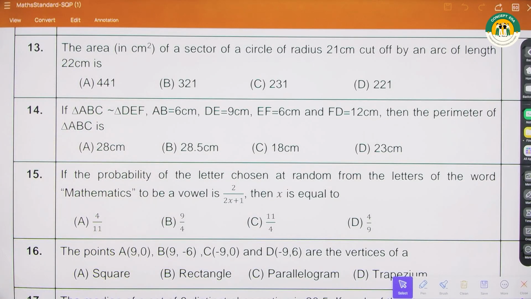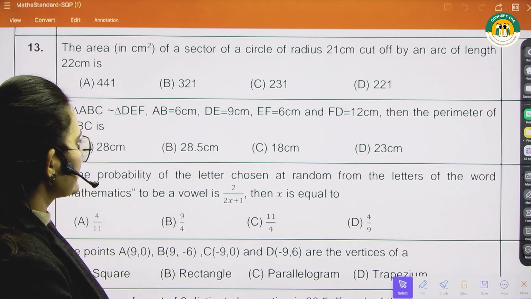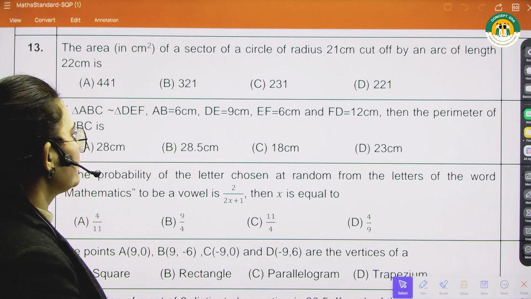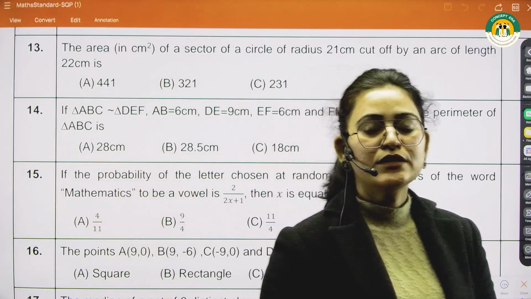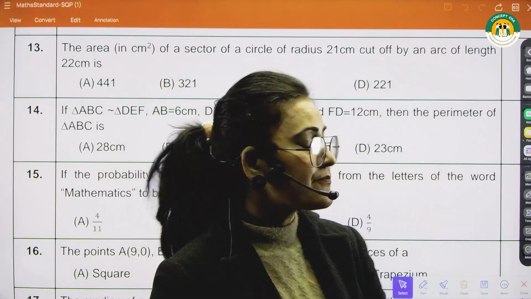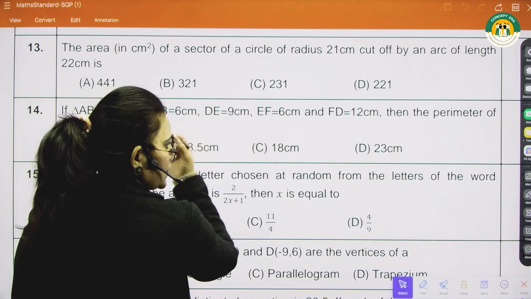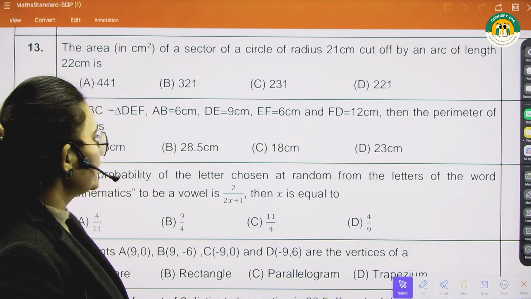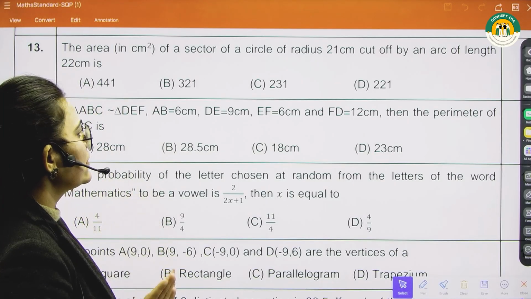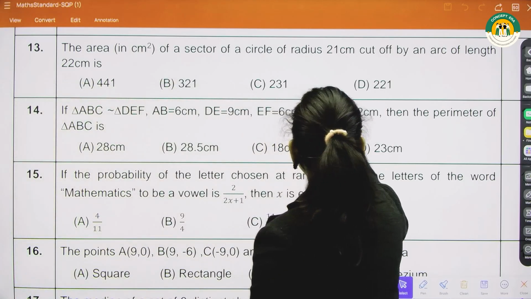Question number 14. If triangle ABC is similar to triangle DEF, where AB is equals to 6 centimeter, DE equals to 9, EF 6 centimeter, FD 12 centimeter, we have to find the perimeter of triangle ABC. As we know, the perimeter of triangle is equals to the sum of all sides. Here sides are given only of triangle DEF. All the sides of triangle DEF are given, that is 9, 6 and 12 centimeter.